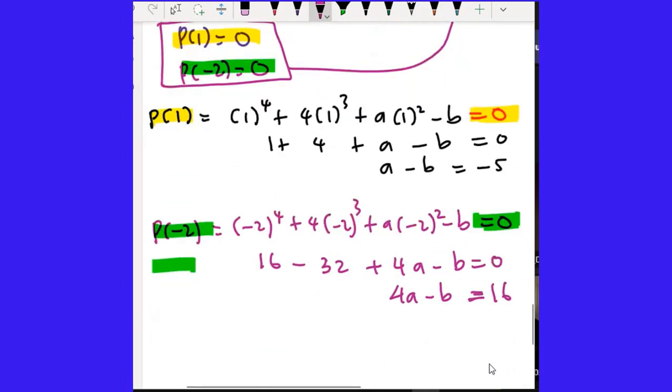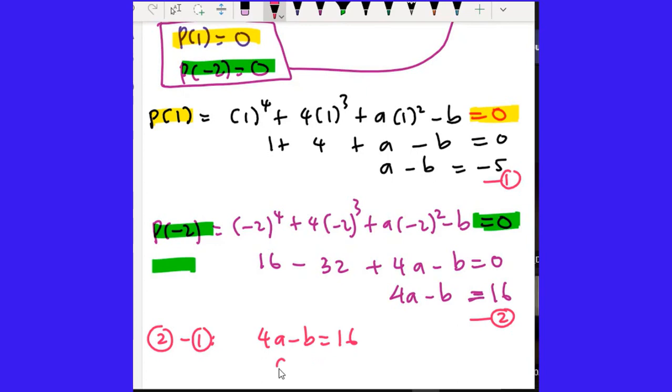Jadi sekarang ni ada dua equation. Ikut awak lah nak buat macam mana. As long as you can find value A and B. So dia jadikan B as a subject. Masukkan dalam ni ke? Atau this one as a subject and equate the two equations. Atau saya nak equation 2 minus equation 1. Mana-manalah.